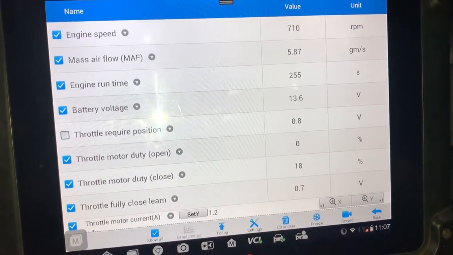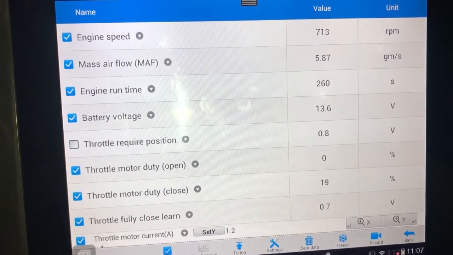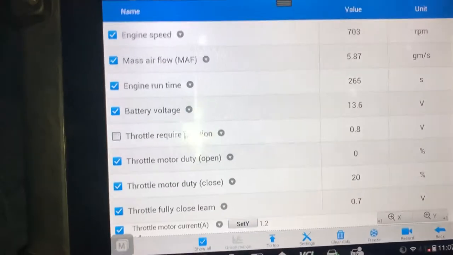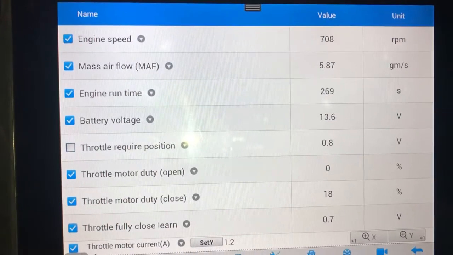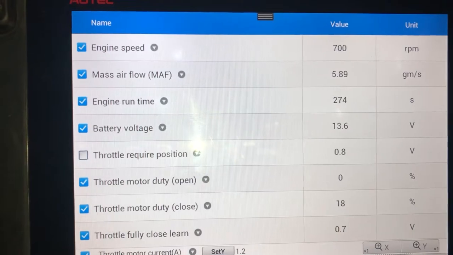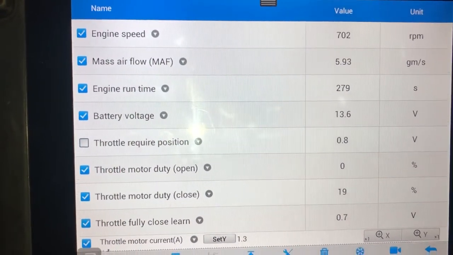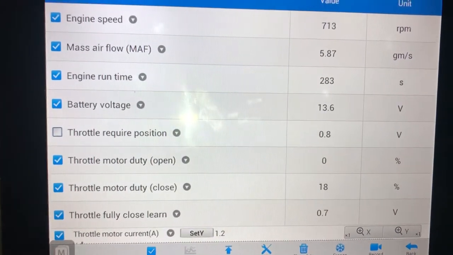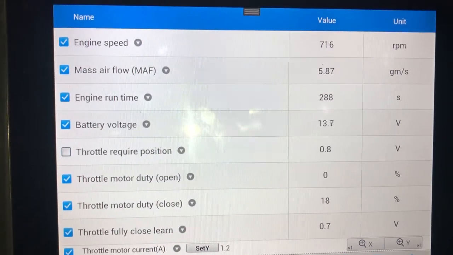Okay, here's the numbers after cleaning the throttle body. You can see the RPMs are up. Also, the mass airflow sensor grams per second is very close to what the engine liters are, which is again 5.7. We're at 5.8. That's perfect. I don't see any problem with that. Voltage is up, of course, because the RPMs are up.